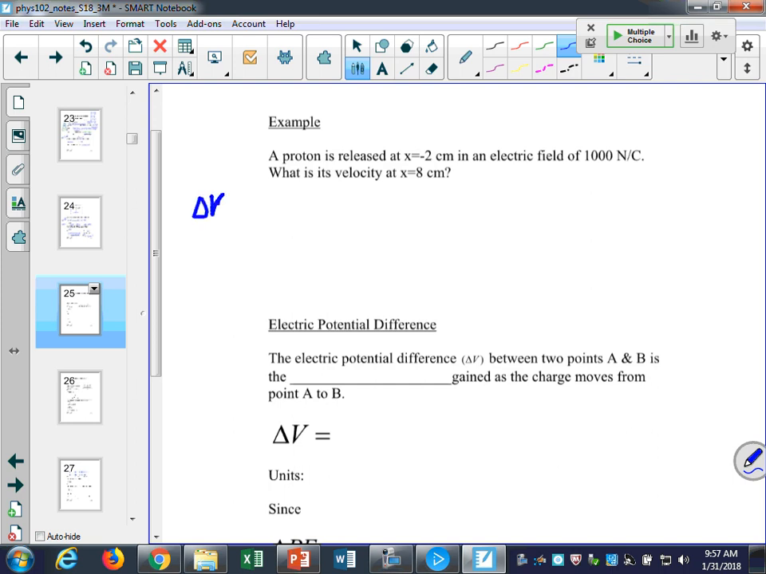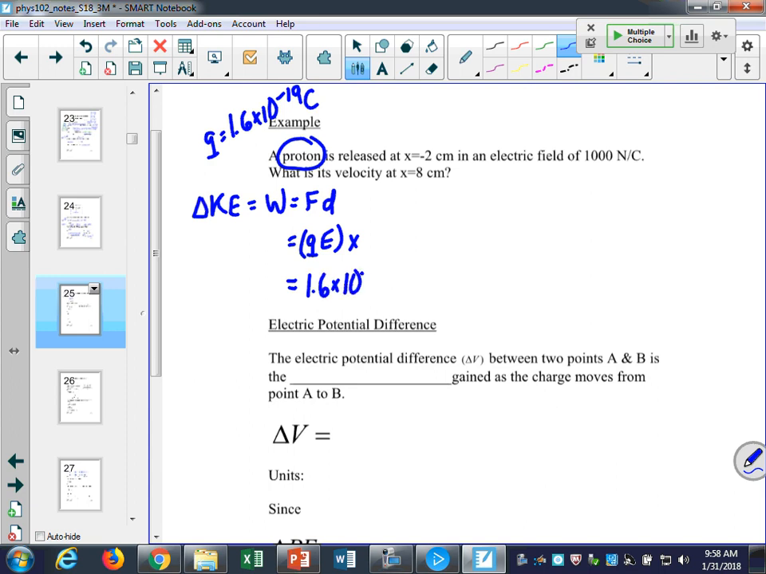So I want to know the change in kinetic energy. This is going to be equal to the work, which is equal to F times D, which is Q times E, times X. So if I want to know the change in kinetic energy, it's going to be the charge. Remember, for a proton, the charge is equal to 1.6 times 10 to the minus 19 coulombs. So it's 1.6 times the electric field, which is 1,000 newtons per coulomb. And notice my coulombs cancel, and that just leaves me with a force in newtons, as it should.